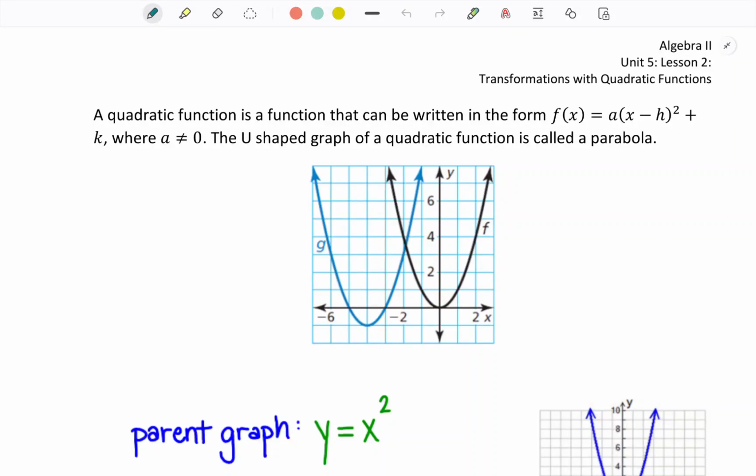So for this lesson, we will be reviewing those transformation rules and applying them to quadratic functions. In this video, we will also be talking about how to write functions based on the transformation. A quadratic function is a function that can be written in the form f of x equals a times (x minus h) squared plus k, where a does not equal 0. This is vertex form, which we introduced in the last lesson.